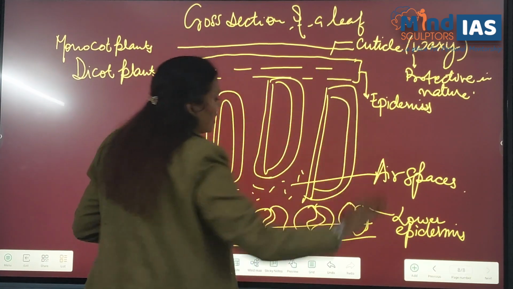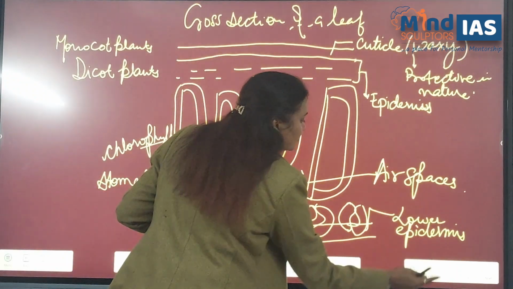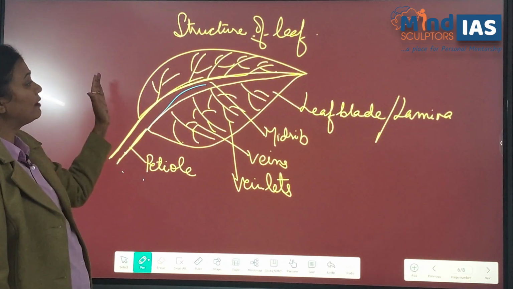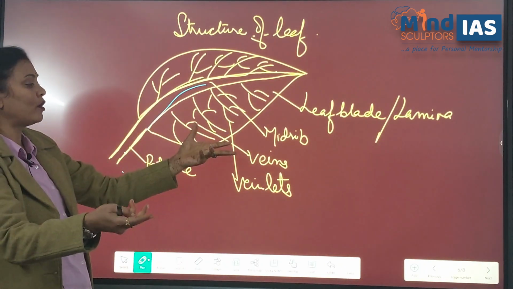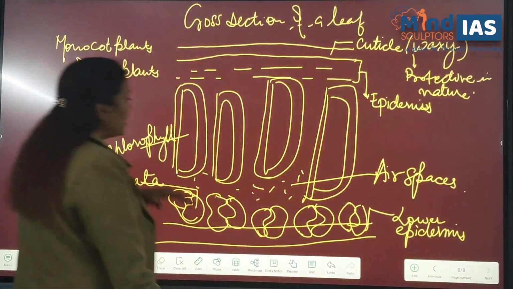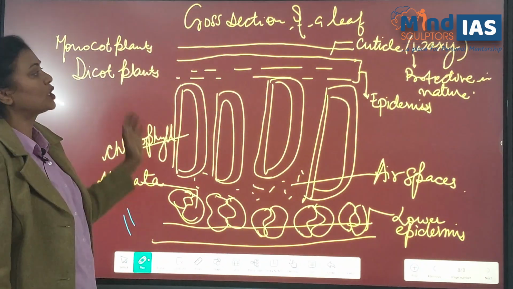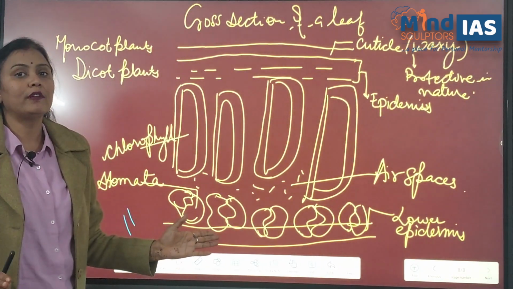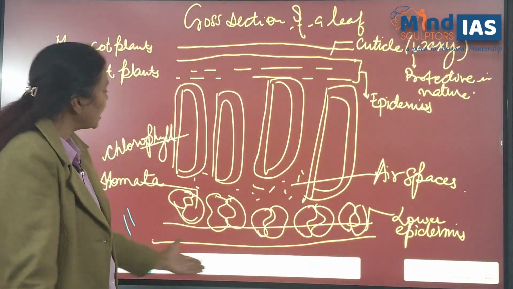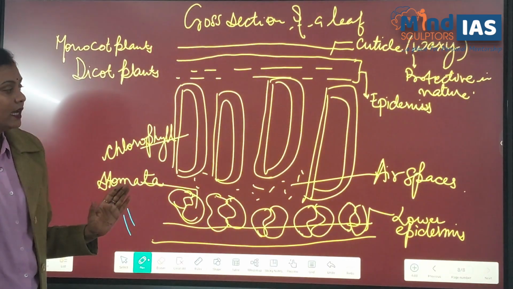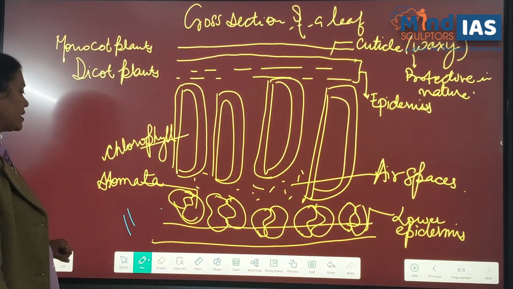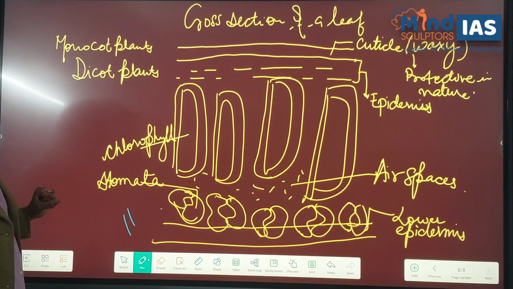In the previous diagram, we have seen the structure of the leaf from an outer view, which we can see from our naked eyes. But in this picture, we have seen the cross section of a leaf. When we prepare a slide of a leaf and observe it inside the microscope, we can see these many layers and different types of cells inside the leaf. So this is the cross section of the leaf, and inside the leaf stomata is present and chlorophyll is present.